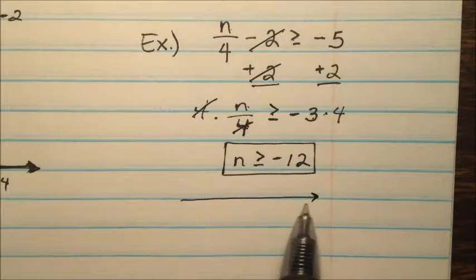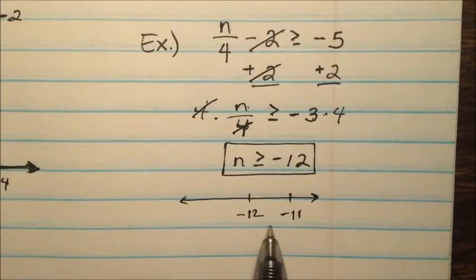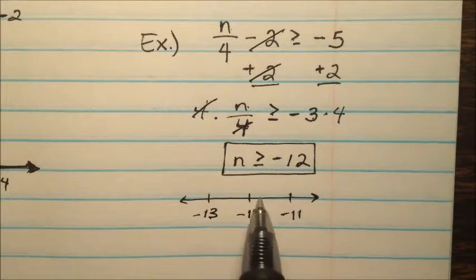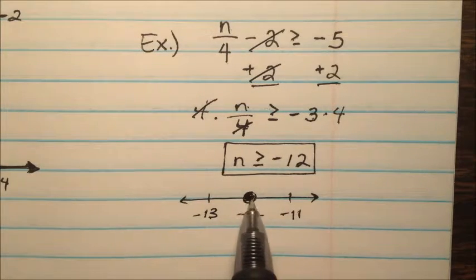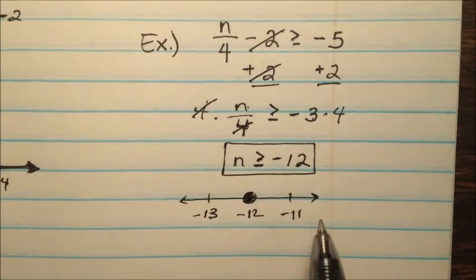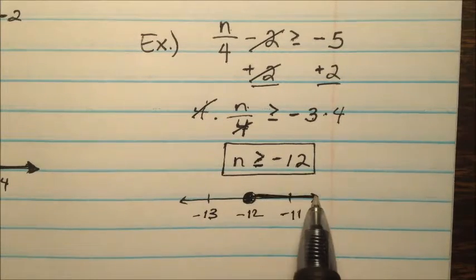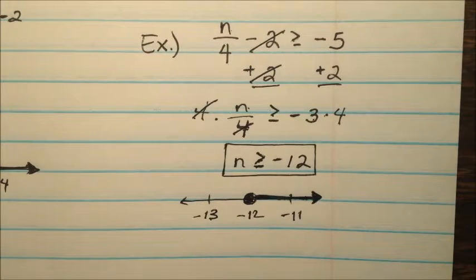But now I need to go ahead and do a number line with negative 12 in the middle, negative 11 on the right because it's one bigger, and negative 13 on the left because it's one smaller. And I'm going to have a circle, and it's going to be filled in this time because it's greater than or equal to. And then it looks like we're greater than, we're going to head over here to the right. So there's the solution for that inequality.